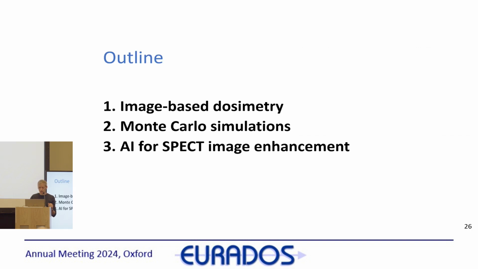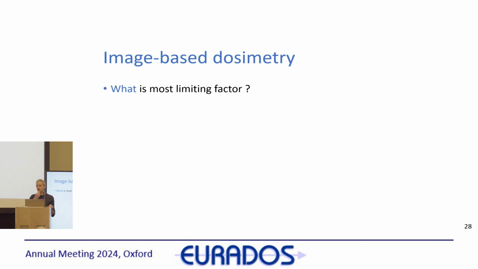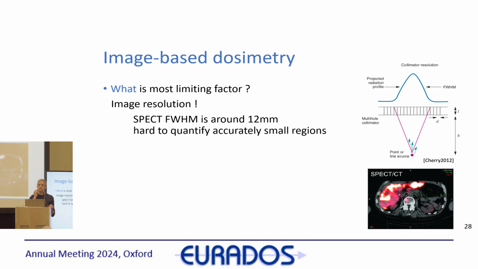Okay, so let's start the third part of this presentation. What is, for you, the most limiting factor of image-based dosimetry? I think I already told you, it is the very limited image resolution of the SPECT system, because with a conventional SPECT system, the PSF is around 12 or even more millimeters. So if you want to accurately quantify the activity inside a very small region, you will get a very large uncertainty. This is the main issue with image-based dosimetry.